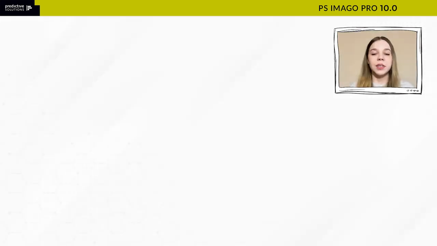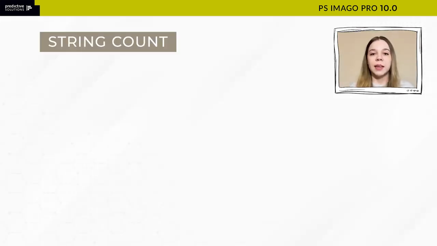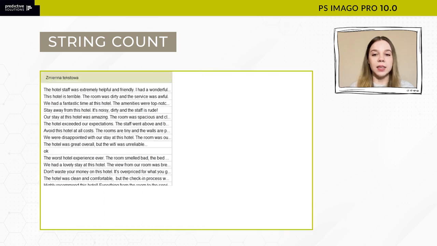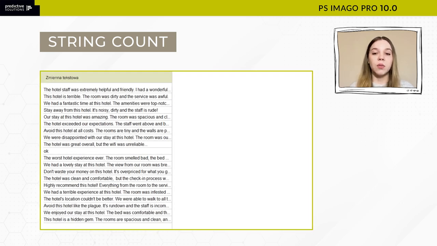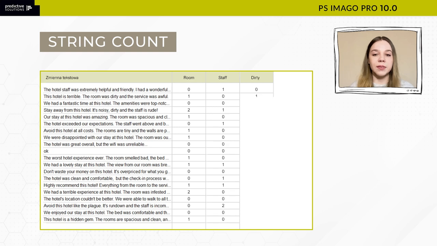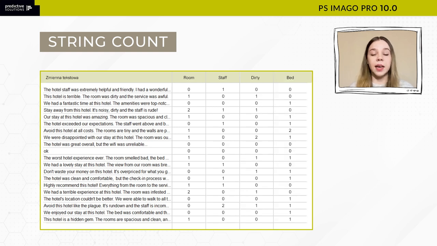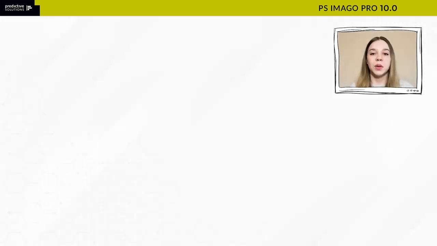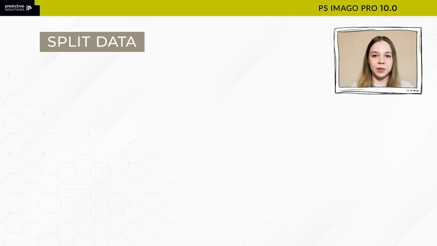The next new feature is the string count procedure. It allows a text variable to be analyzed for the frequency of occurrence of words, whole phrases, or specific character sets. As a result of its operation, we can, for example, check whether and how often terms such as room, unique, or Wi-Fi occur. Preparing data for analysis will also be improved by the split data procedure.